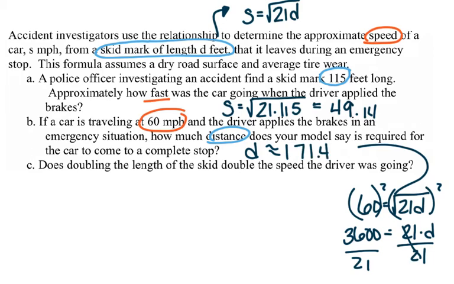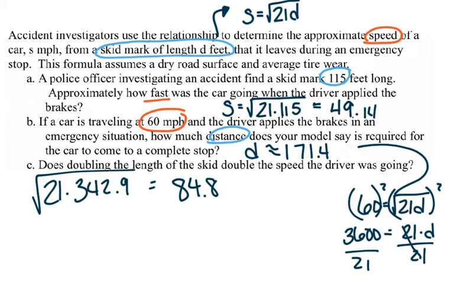Alright. And then the last question, does doubling the length of the skid double the speed of the driver? So I'm going to double that number I just got. So about 342.9 is now going to be my new distance. And I'm just going to plug it in, and I'm going to see if doubling it actually doubles the speed. So I get the speed is 84.8, which is not double 60, so I would say no.